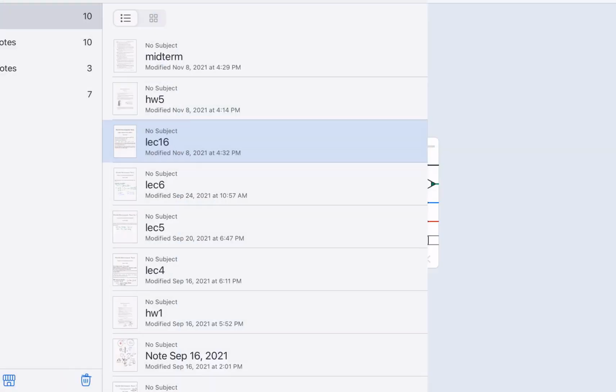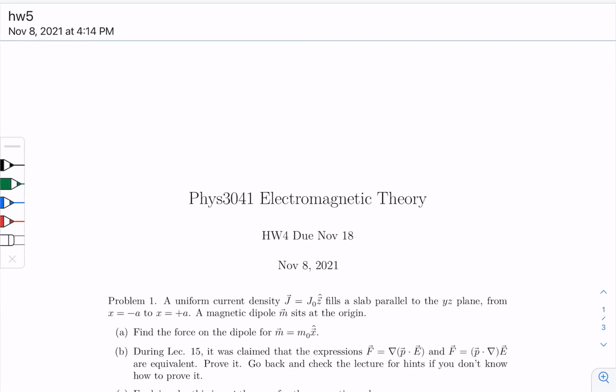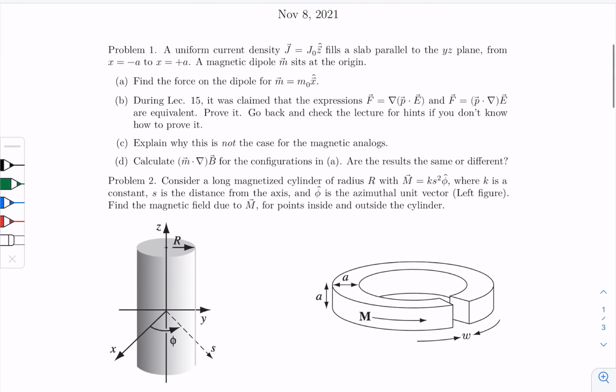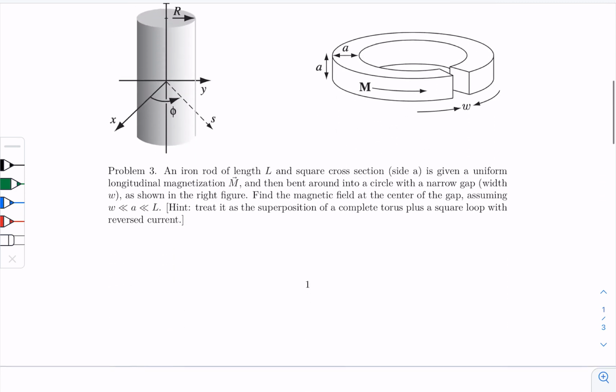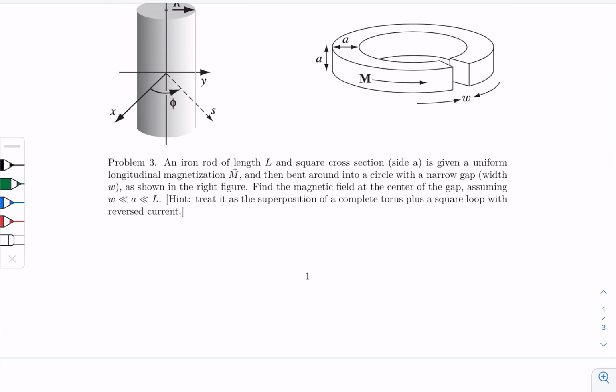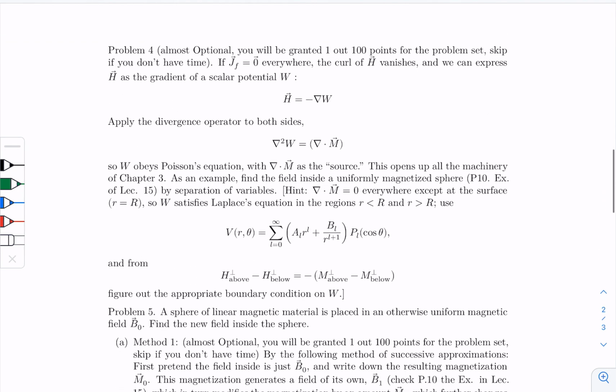So in homework 5, if you check the homework 5, problems 1, 2, 3 are required, but starting from problem 4, it is actually almost optional. What I mean is that the weight of this problem is only 1 in 100 points. So if you don't have time to finish that, just leave it there.